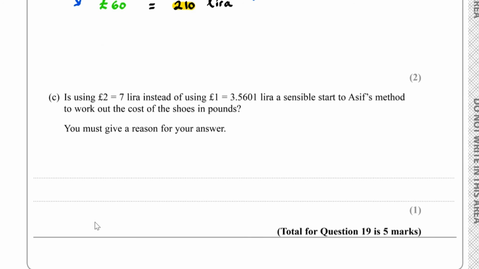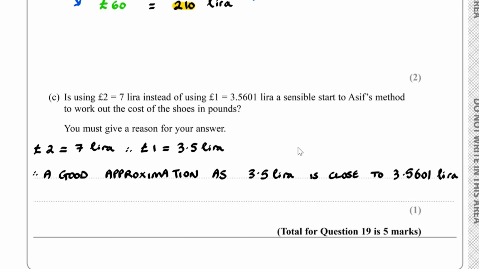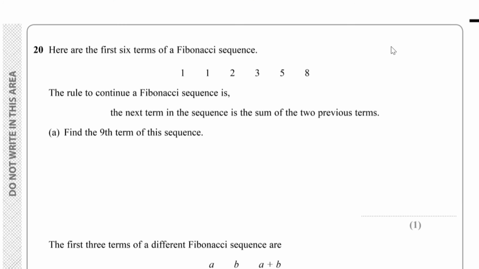Now for part C, is using £2 equals 7 lira instead of £1 equals 3.5601 lira a sensible start to Asif's method to work out the cost of shoes in pounds? You must give a reason for your answer. Well, what we know is £2 equals 7 lira, and so therefore £1 is equal to 3.5 lira, just halving it. So we've got a good approximation, and that's because 3.5 lira is close to the 3.5601 lira.